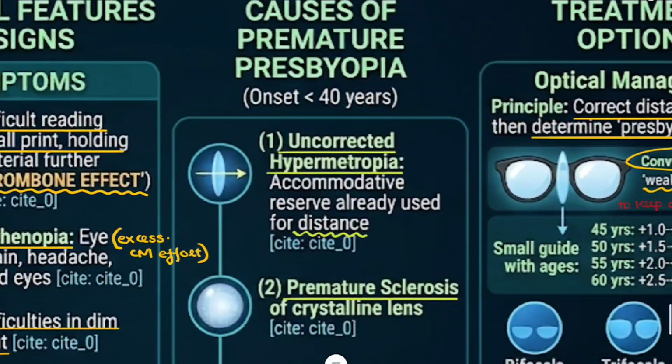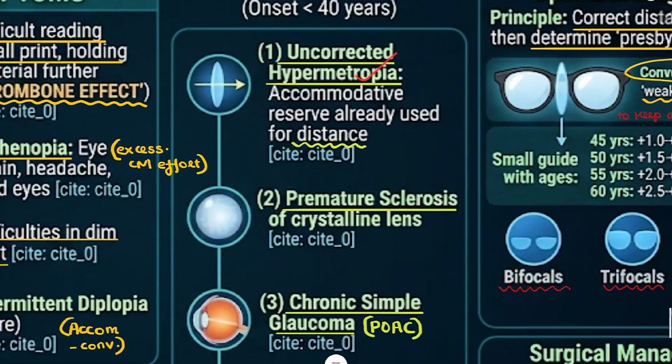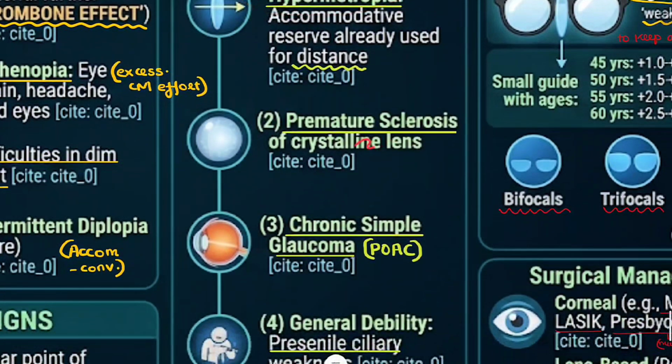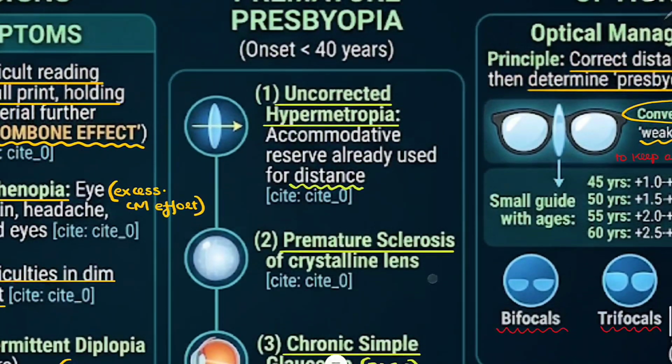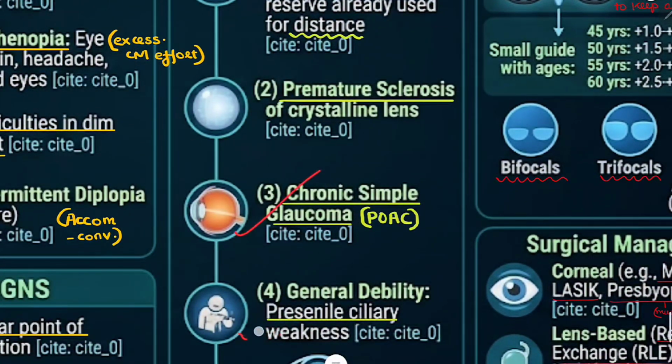Other than aging, there are some other causes of premature presbyopia, that is presbyopia before 40 years. That can be due to uncorrected hypermetropia, where the accommodative reserve is already used for distance vision and now there is no accommodation for near vision. So it can be due to accommodative hypermetropia, premature sclerosis of crystalline lens, or presenile ciliary weakness. So before the senile stage itself, the lens is becoming sclerosed and also there is ciliary muscle weakness, or it can be due to chronic simple glaucoma, like primary open angle glaucoma. So these are the causes of premature presbyopia: uncorrected hypermetropia, premature sclerosis of crystalline lens, chronic simple glaucoma, and presenile ciliary weakness.